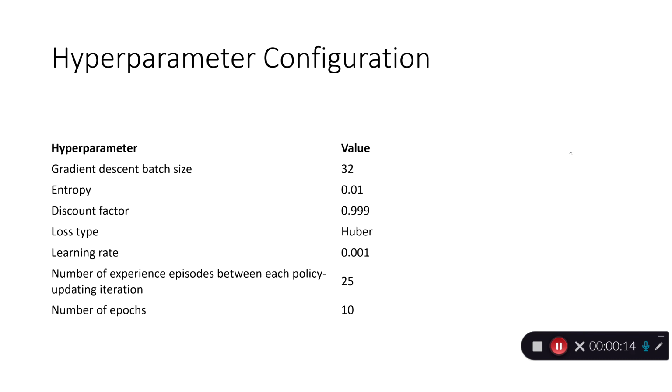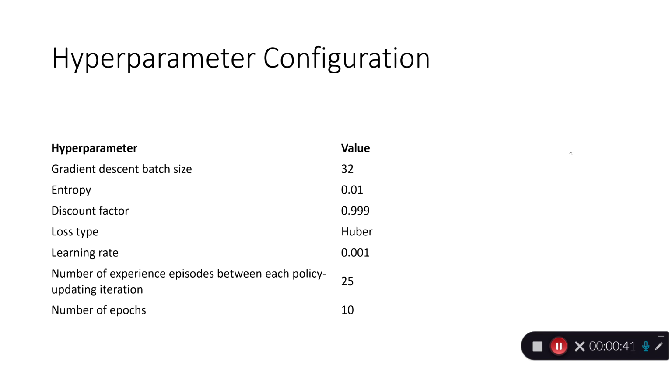So here are the parameters that I used for the training. I used a gradient descent batch size of 32. The purpose of reducing the batch size was to reduce the scope of the track that was being evaluated, or being of concern for the training. And then the entropy, discount factor, and loss type were at the default.